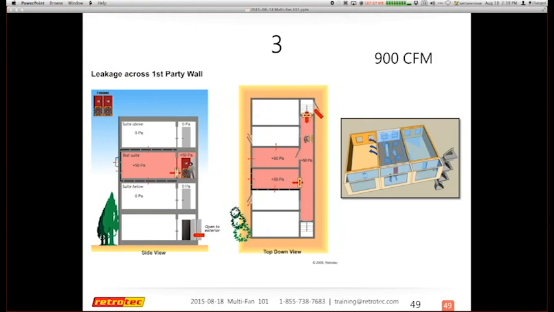All right, so now I'm actually able to include or subtract the unit to the right. So now I'm down to 900 CFM. Again, I'll do it again in the unit on the left, and I'm down to 850.